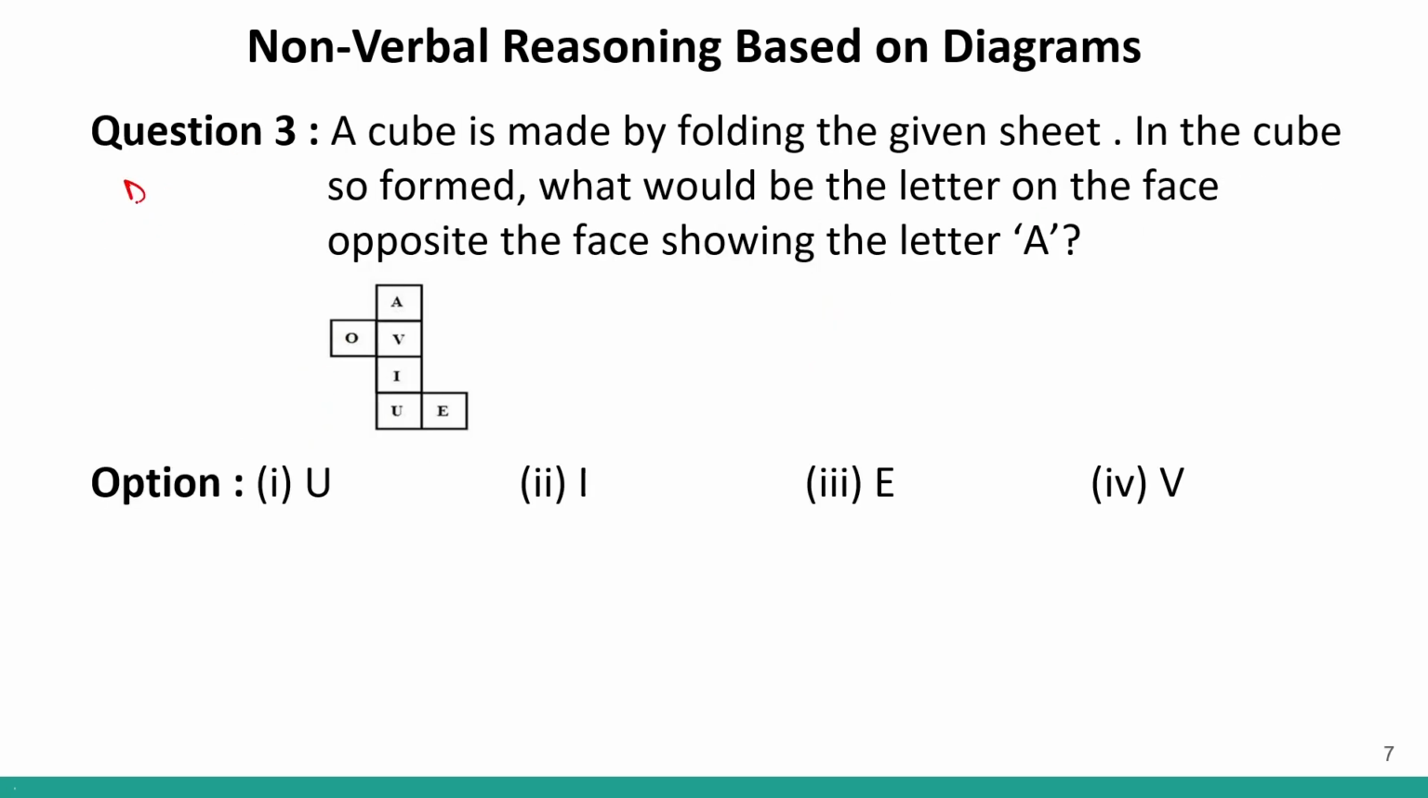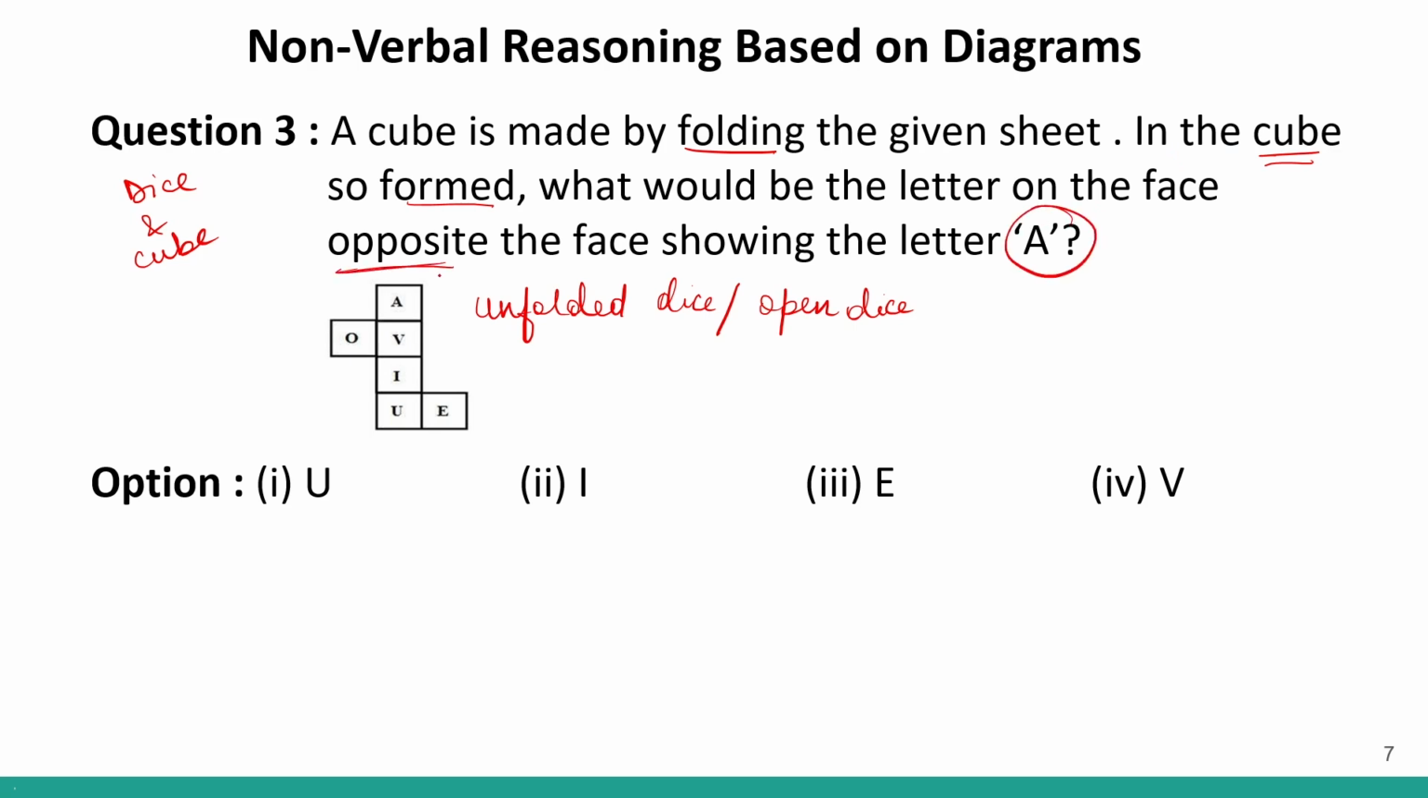Now, this is a dice and cube question. We have an unfolded dice, or you can call it an open dice as well. And we have to fold it to form a dice or a cube. After folding, we have to find the letter opposite to A.